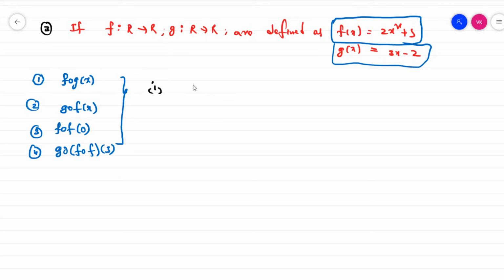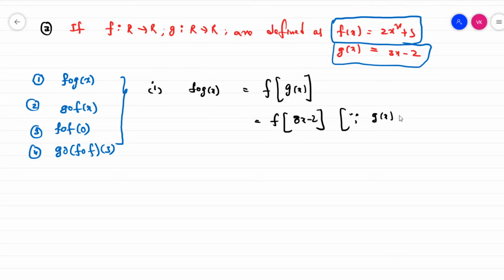First of all, we have to go for f circle g of x. We can write it as f of g of x. Since g of x is equal to 3x minus 2, we can write f of 3x minus 2. Now go for f of x. We know that f of x is equal to 2x square plus 3, then we can write 2 of 3x minus 2 whole square plus 3.